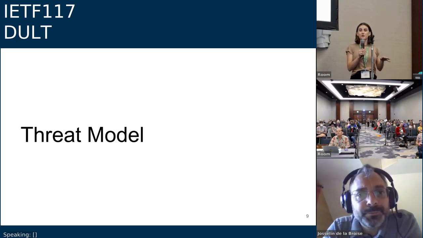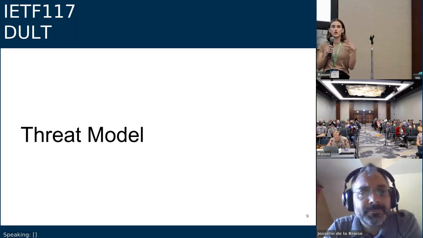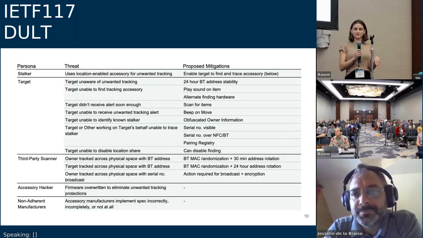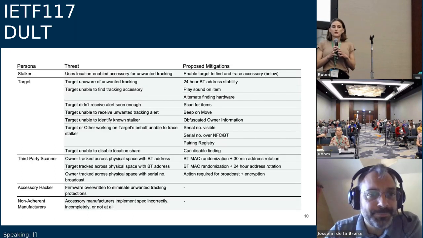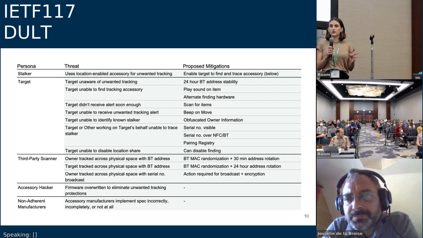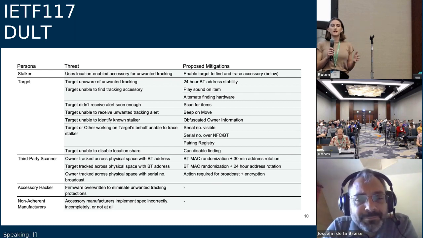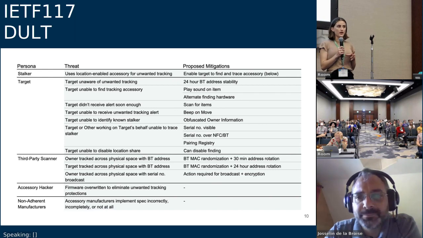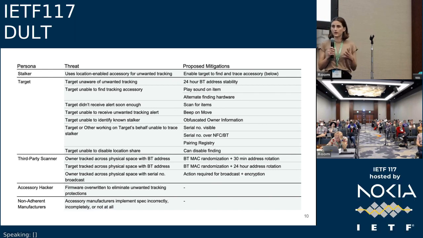All right, so now that we understand what the general problem space is, I'm going to take a moment to be more explicit about the threat model we're considering and what scenarios are in scope. We can go to the next slide. The top level threat that we keep talking about is a stalker using a location accessory to engage in unwanted tracking. What we're lacking right now is a standardized, cross-platform and interoperable way for victims or the targets of unwanted tracking to detect what is happening to them.